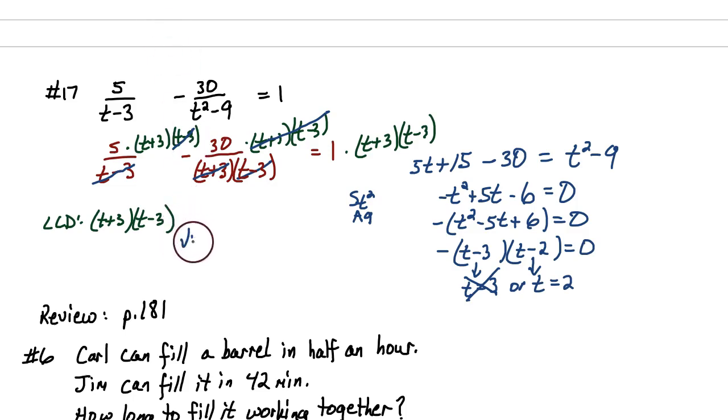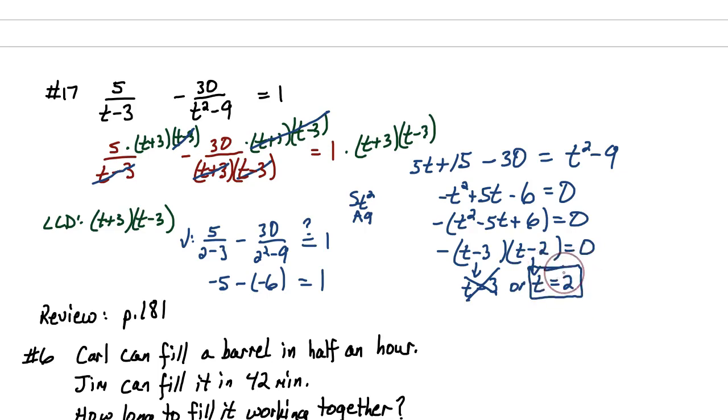We'll do that right here in this space. 5 over t minus 3. And what we're trying for t is the number 2. Over here we have 30 over 2 squared minus 9. We want to know, does that equal 1? 5 over 2 minus 3 is negative 5. 30 divided by 4 minus 9 is negative 6. And negative 5 subtract negative 6 does equal 1. So our answer is t equals 2. We can circle that.